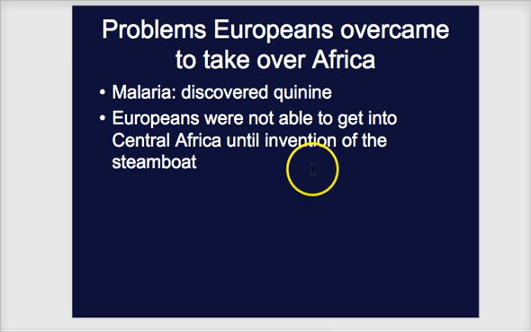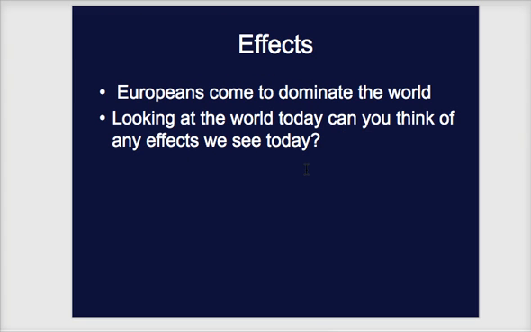The second thing is, when you look at the Europeans, Africa on the edges was easy to explore, but to get into the center of Africa, up those rivers, you're going to need a steamboat because you can't punch through on a sailboat. So that helped them. So that brings us to the effects. Well, we know that Europeans come to dominate the world.